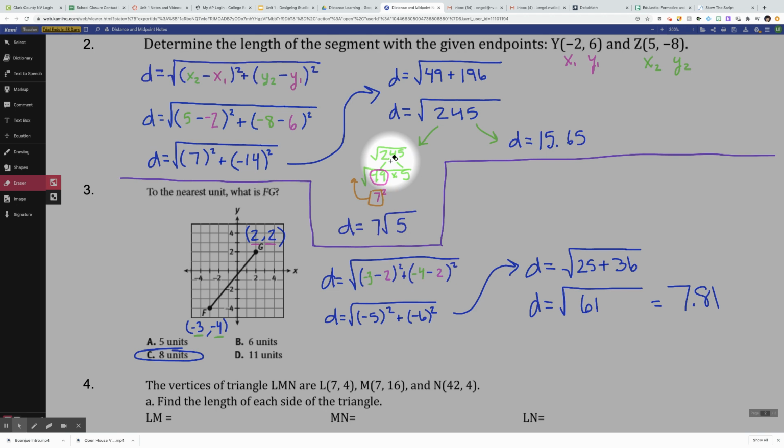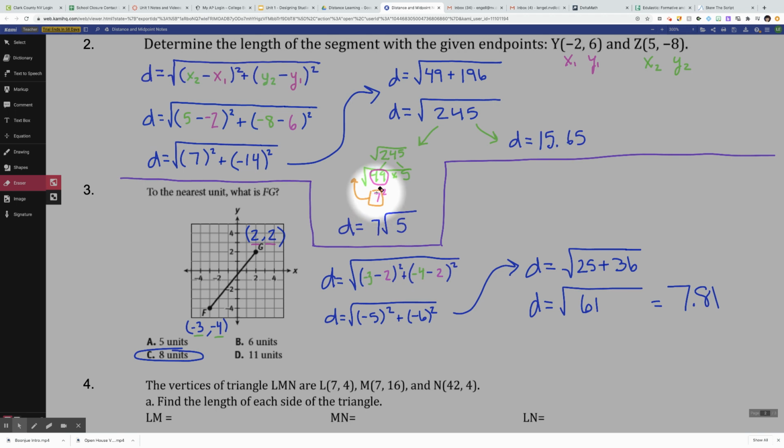I went through my list of perfect square numbers. That's like 4, which is 2 squared, 9, which is 3 squared, 16, 25, etc. I went through my list of perfect square numbers, and I found one that divided evenly into 245, and that number was 49. So you can split 245 into 2 factors, 49 and 5. 49 is the same as 7 squared.